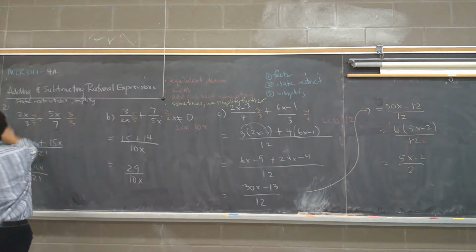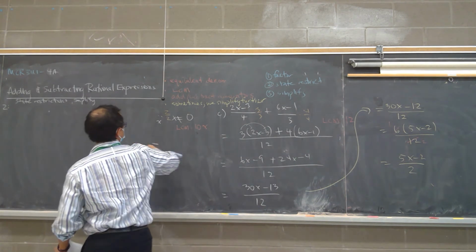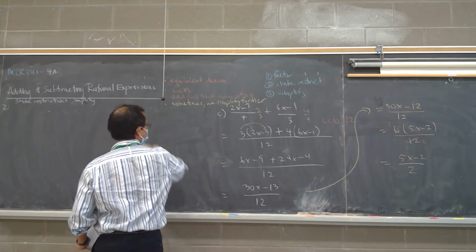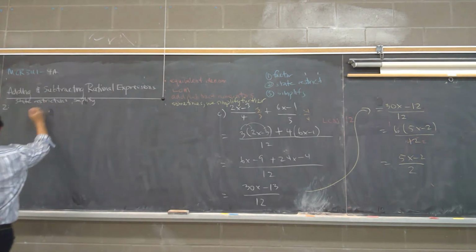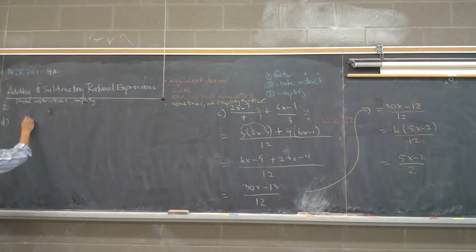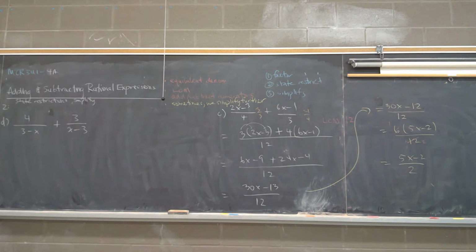I'm going to now take a look at example D. Still leave this information there. Question D is, unfortunately, one I hate. So if you get confused, ladies and gentlemen, don't panic. Let's make sure. Any questions still from the class? Any questions at all? So question D is 4 over 3 minus x plus 3 over x minus 3. See, now let me do addition.